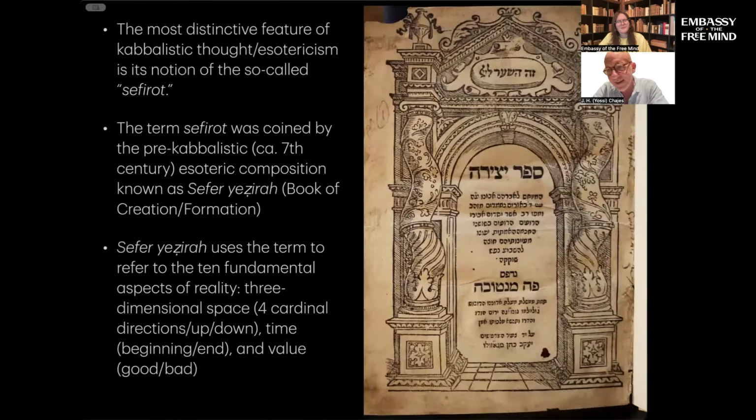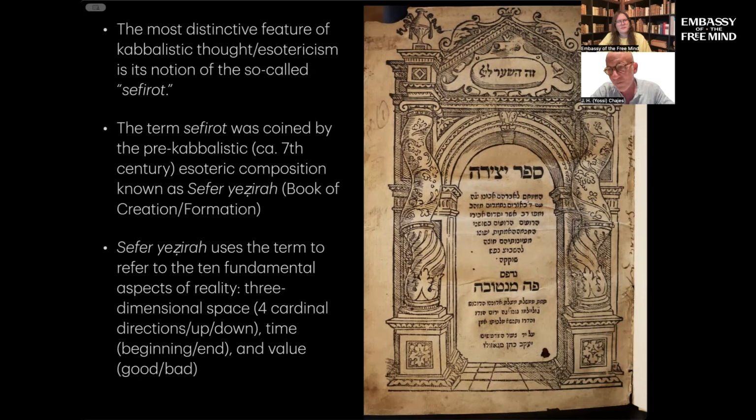Indeed, the most distinctive feature of Kabbalistic thought is the notion of Sfirot. And I'm using the term Sfirot, not translating it into another term in another language, because it is a technical term, and also because the meaning of that technical term actually changed in the course of the history of Jewish esotericism, as I'll soon explain.